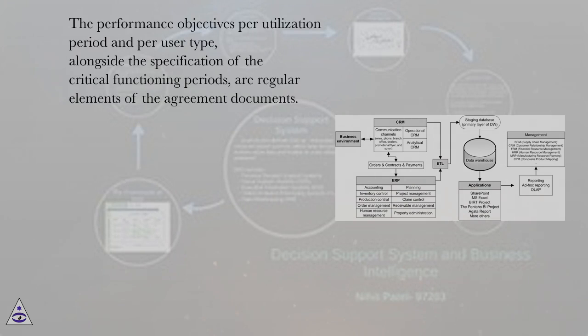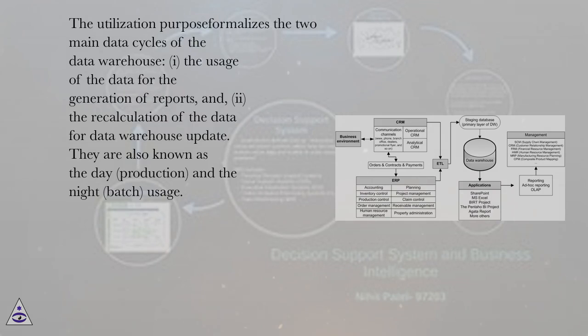The performance objectives per utilization period and per user type, alongside the specification of the critical functioning periods, are regular elements of the agreement documents. The utilization purpose formalizes the two main data cycles of the data warehouse: 1. The usage of the data for the generation of reports, and 2. The recalculation of the data for data warehouse update. They are also known as the day, production, and the night, batch, usage.